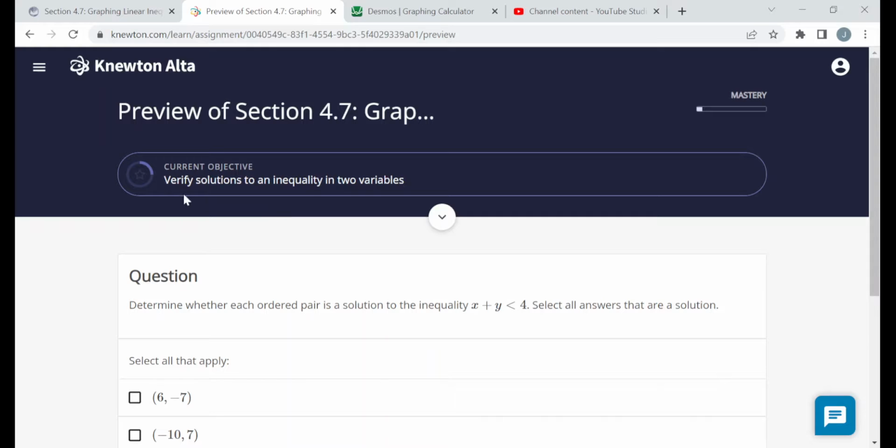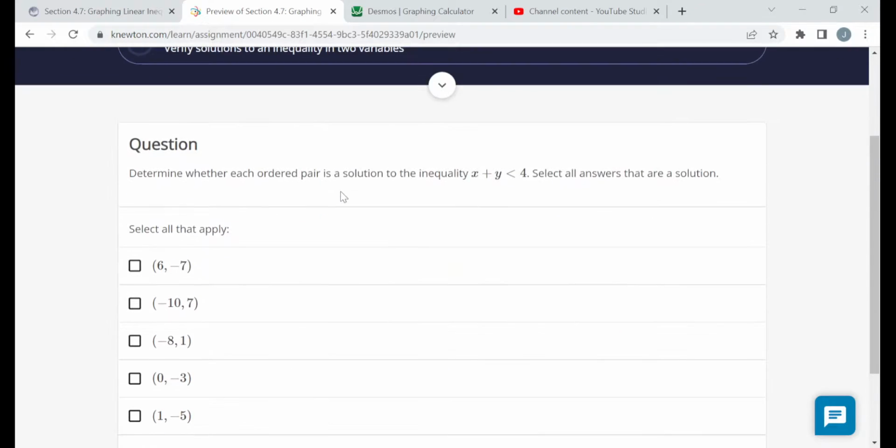Alright, so still with this same objective. Again, we're given an inequality. This time I'll just speak this one out loud. X plus y is less than 4. Not equal to 4, but just less than 4. So I just basically add up the x and y coordinate and ask, is that less than 4?